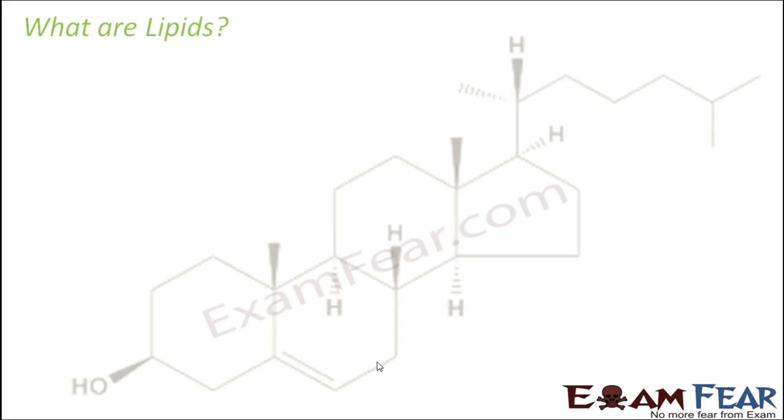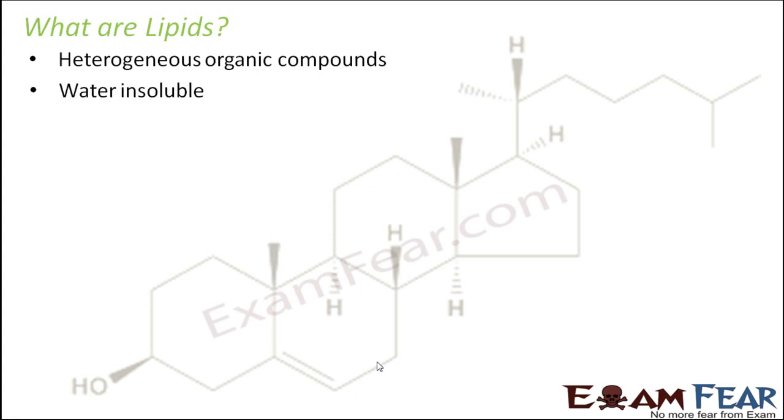So what are lipids? Lipids are heterogeneous organic compounds. They are also made up of carbon. They contain carbon, hydrogen and oxygen. They are water insoluble. When you talk about their composition, they are made up of these three elements: carbon, hydrogen, oxygen. They have more of carbon and hydrogen and less oxygen. They also have a little amount of minerals like phosphorus, nitrogen and sulfur.